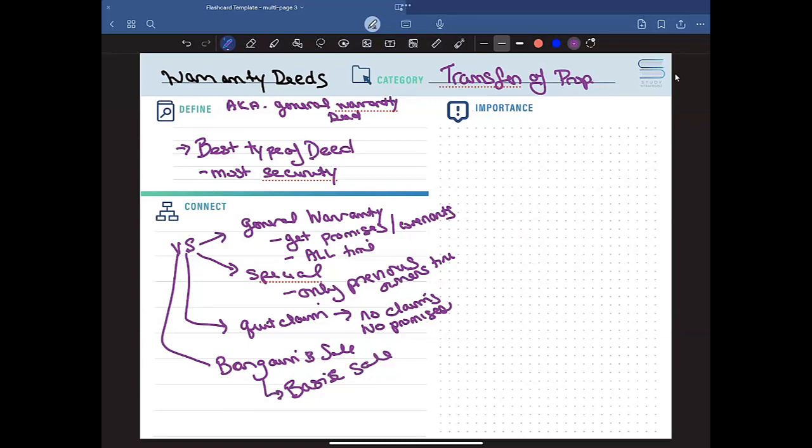Not all states use bargain and sale, but that kind of helps. Now we're talking about deeds, but I think you understand why deeds are so important. We aren't transferring any type of title without a deed. So it's very important. I'm just going to put, transfer of title.